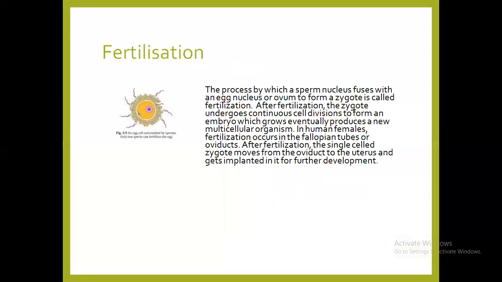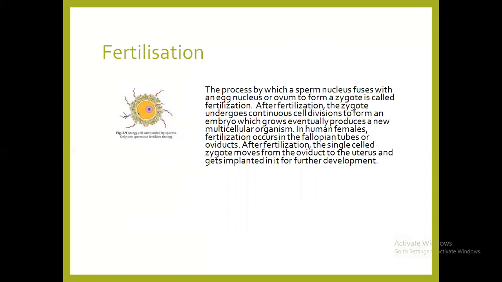After that, fertilization. Fertilization is the process by which a sperm nucleus fuses with an egg nucleus, and the product is the zygote. After fertilization, the zygote undergoes continuous cell division to form an embryo, which grows and eventually produces a new multicellular organism. In females, fertilization occurs in the fallopian tube or the oviduct.